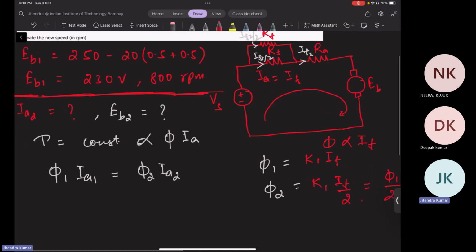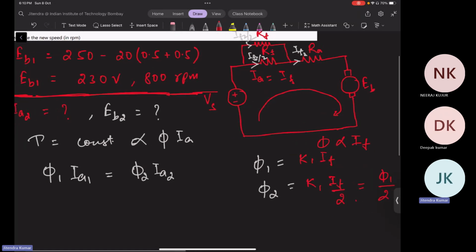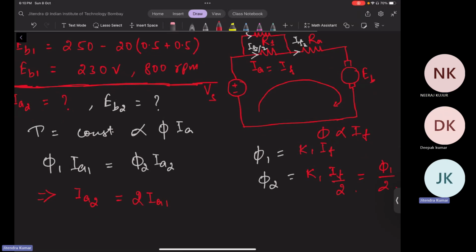Okay. So if you plug in those values here, you will get IA2 is equal to 0.5, so 2 IA1. So it will be 40 amps. So we are done with the current calculation.